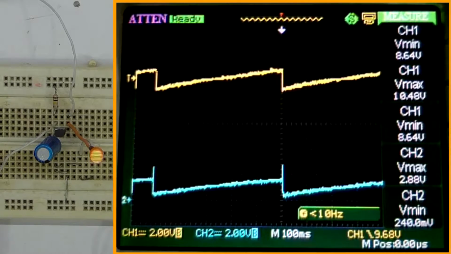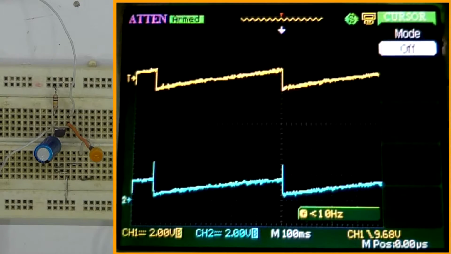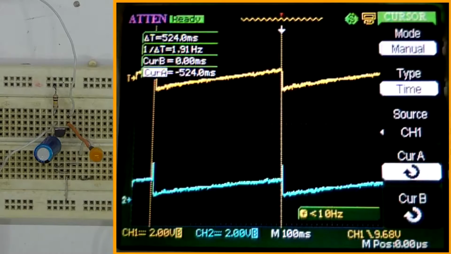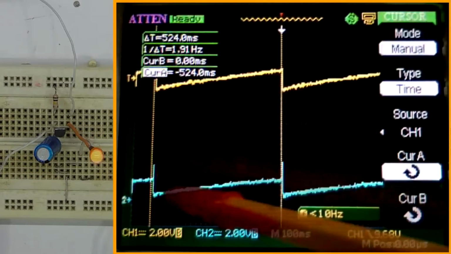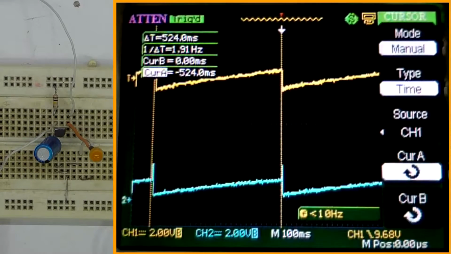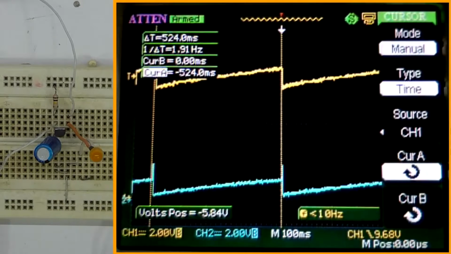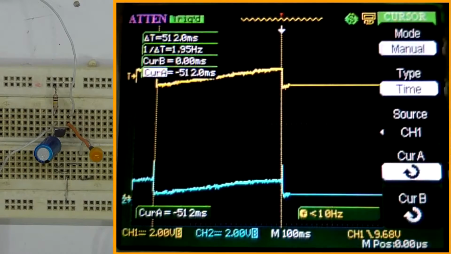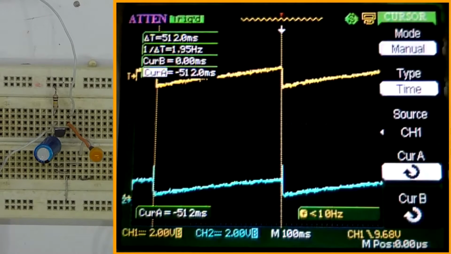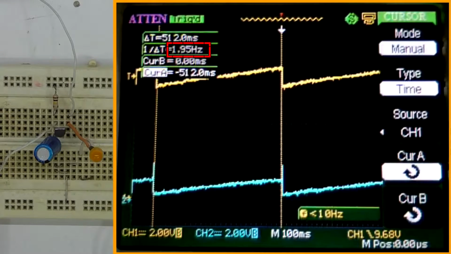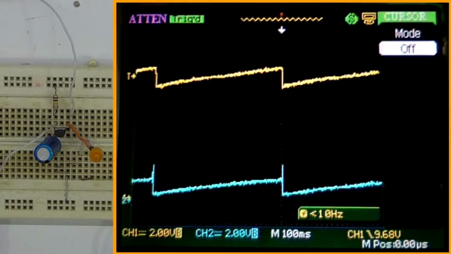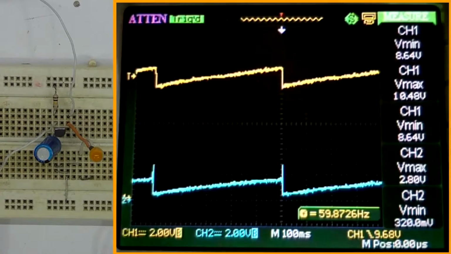So if we turn on manual cursors, that's already pre-set up. You can see that between cursor A and B we've got a frequency of 1.95 Hertz. So we don't need to see the cursors anymore, and we go back to our measurements.